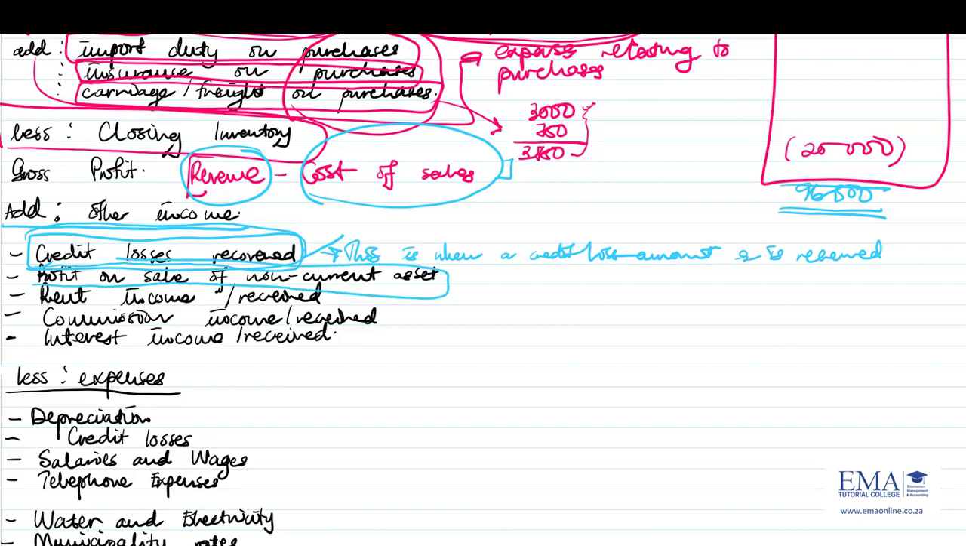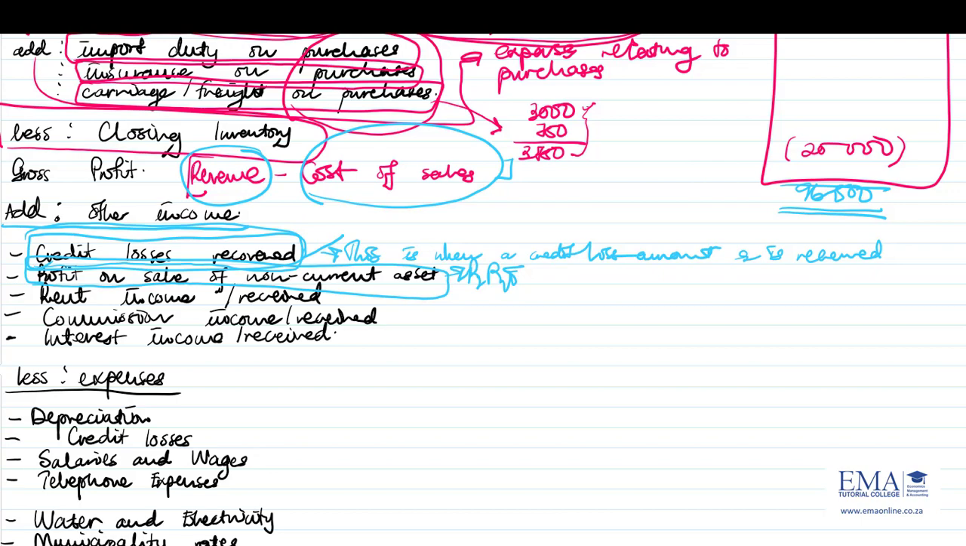Then you have your profit on sale of non-current asset. We are just saying this is when you sell a non-current asset and you make a profit. So we'll do this example just before we do PPE. When I touch on depreciation, I'll explain the process of profit on sale of non-current asset. All right.